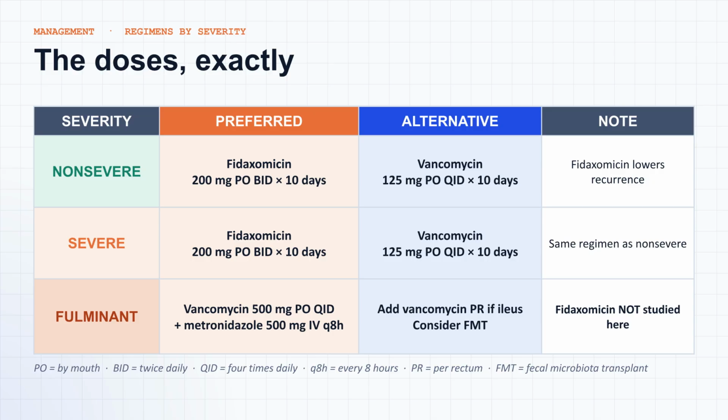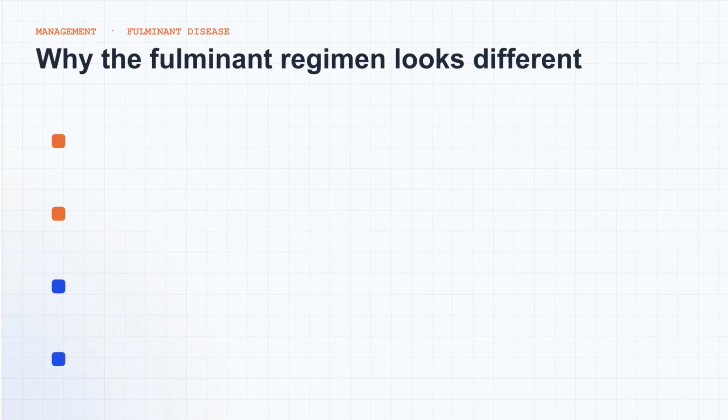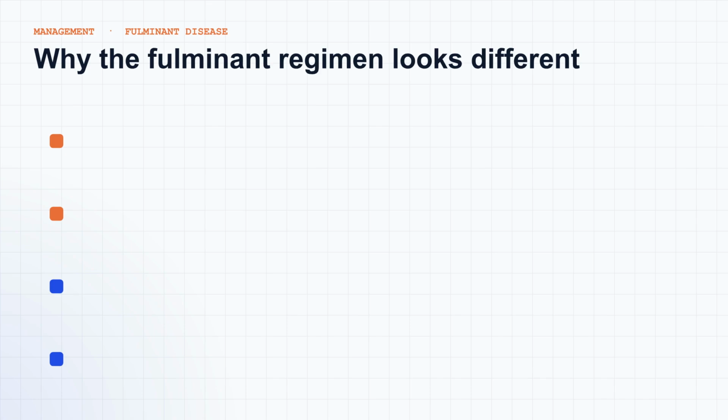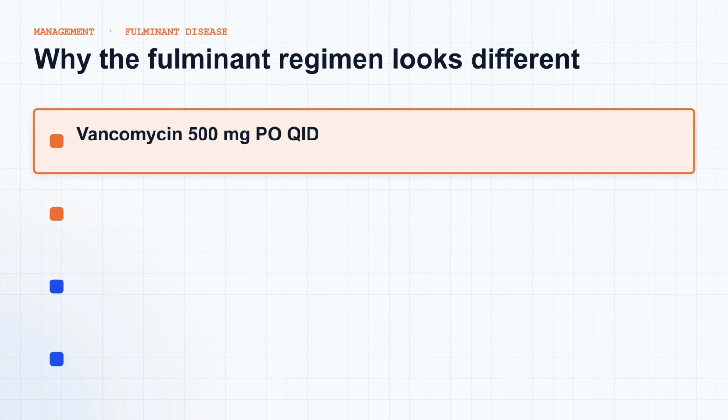One safety note: oral vancomycin is minimally absorbed, so you do not check levels and you do not adjust for renal function. Let us unpack the fulminant regimen. High-dose oral vancomycin is the backbone. 500 mg 4 times daily. It is not absorbed, which is exactly what you want. It acts in the lumen.